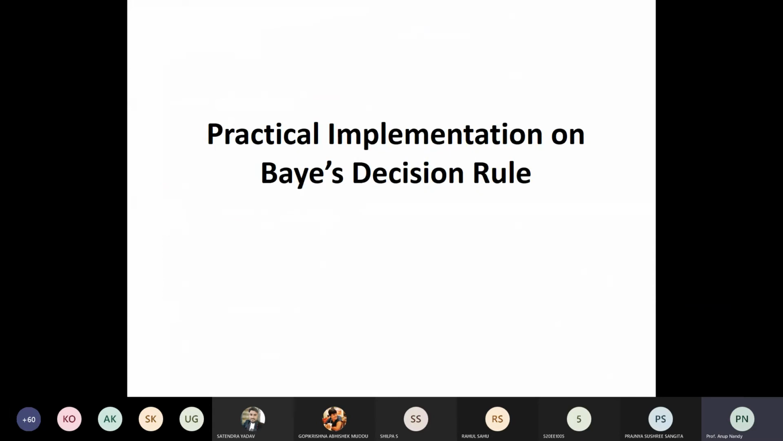Next class I'll start again with the mathematics portion, non-parametric density estimation.